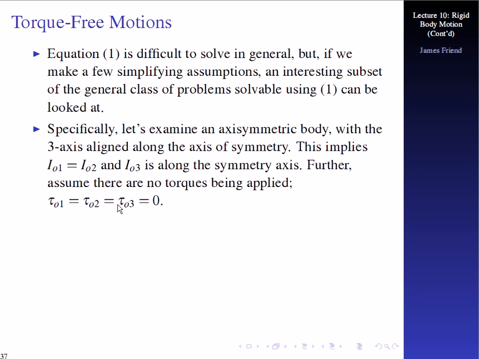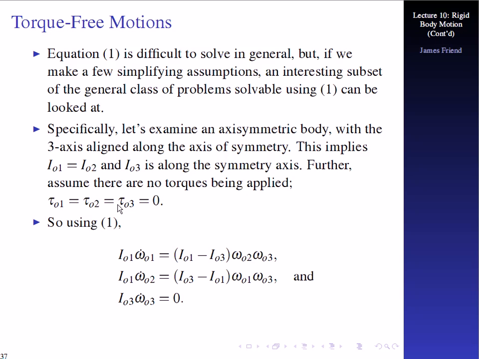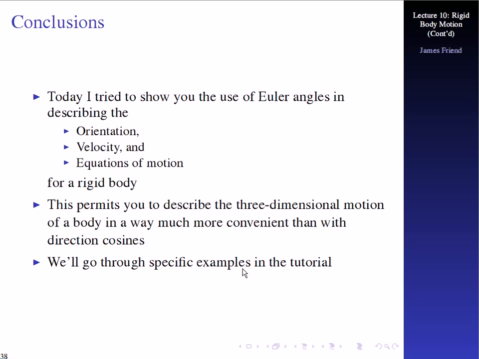We can also treat an axisymmetric body, and if the three axis is aligned along the axis of symmetry, then we can go about solving the problem as well. So using this equation, and presuming that we have I sub 0 1 equal to I sub 0 2, and I sub 3 along the symmetry axis, and then we have no torques, we'd end up with this equation, and a problem that we actually can go about solving. Omega 3 turns out to be constant, so the rotation about that particular axis, the axis of symmetry, is constant, and the other two are coupled together. And in the computer lab for this particular lecture, we can go back and look at what happens with these. There's a lot of interesting things you can do with this that are just going to be beyond our time to cover.